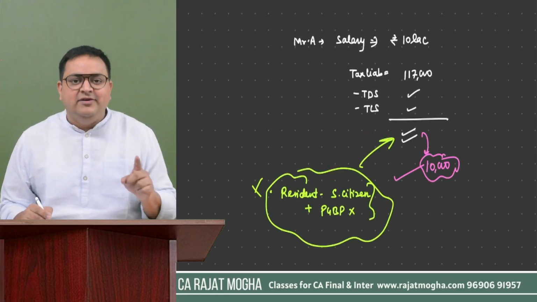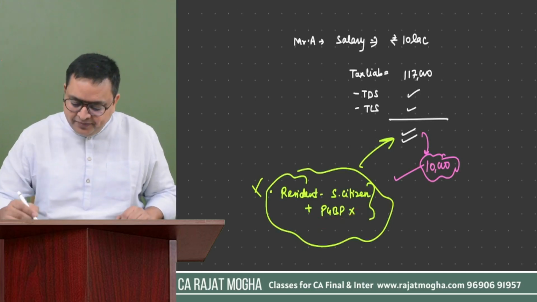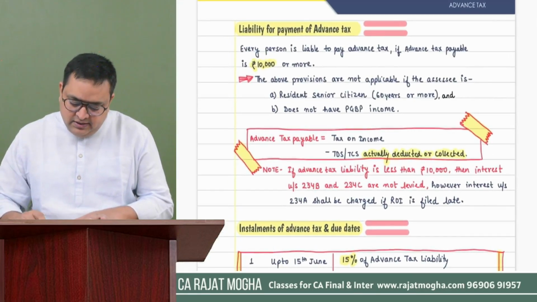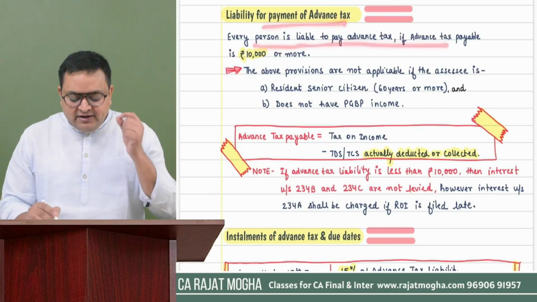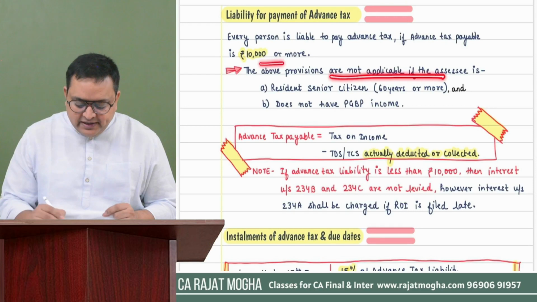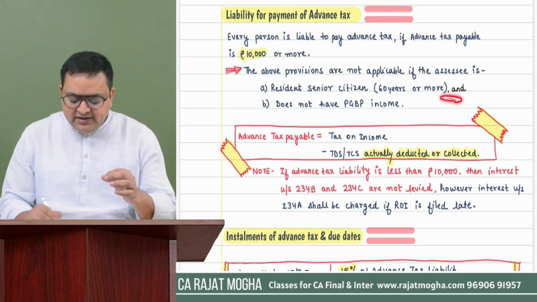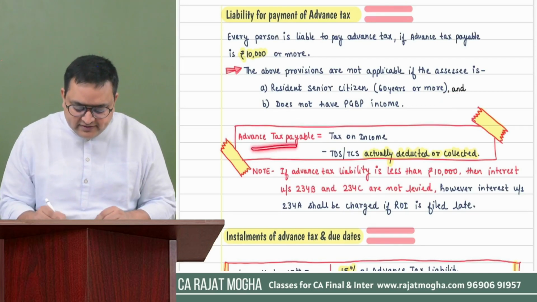But if they don't have income from PGBP, then they are relaxed from advance tax liability, right? See, if you look into your book, liability for payment of advance tax: every person is liable to pay advance tax if the advance tax payable is 10,000 rupees or more. And these provisions are not applicable, this is very important, if this person is a resident senior citizen and they do not have income from PGBP, right? So what is the advance tax payable?